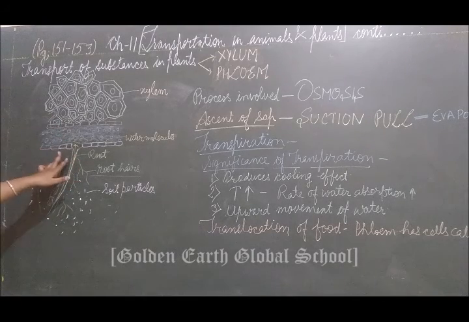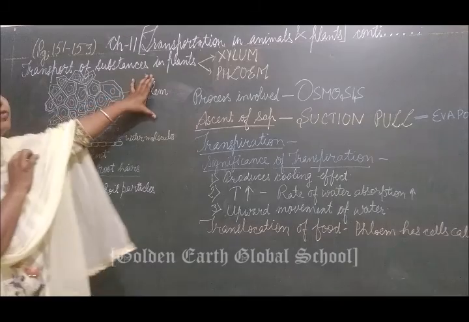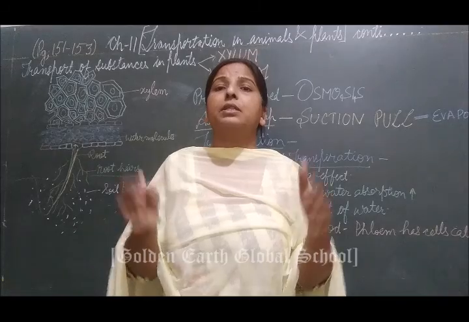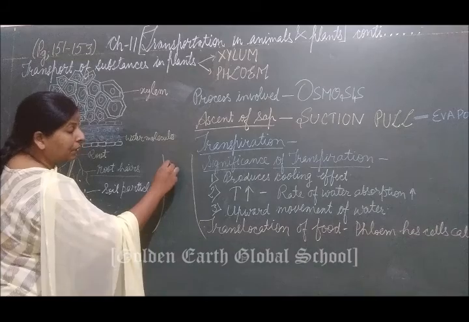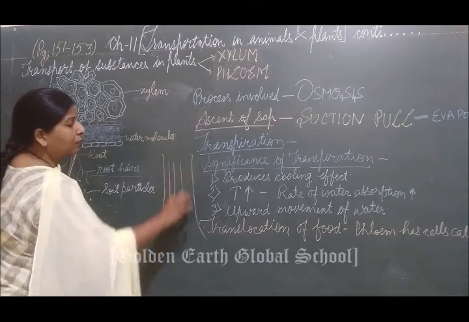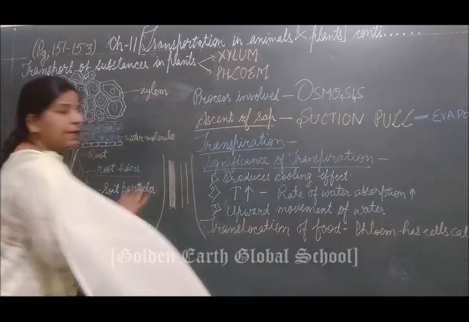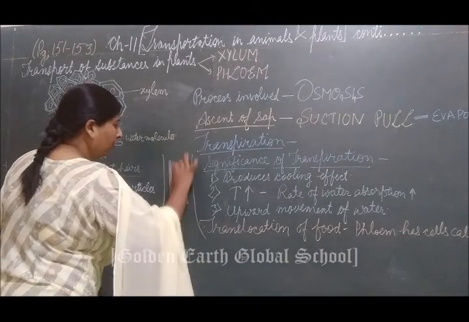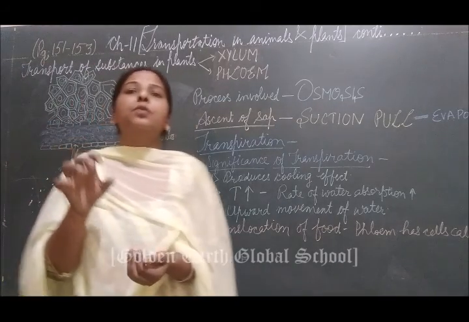It will definitely be transferred to other tissues, and there are conducting channels in the plants which help in the conduction of these minerals and water absorbed by the root hairs. In any plant body, suppose this is a plant body, there will be two conducting channels. One this, another one will be this. Suppose this one is the xylem, and this one is the phloem. These are the two conducting channels, and they are collectively called vascular bundles.